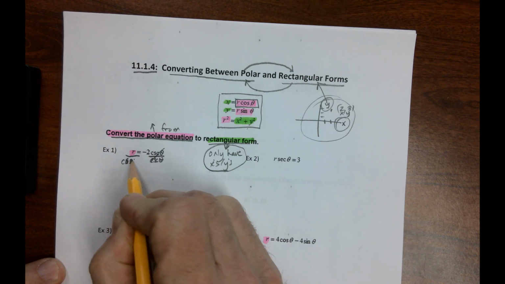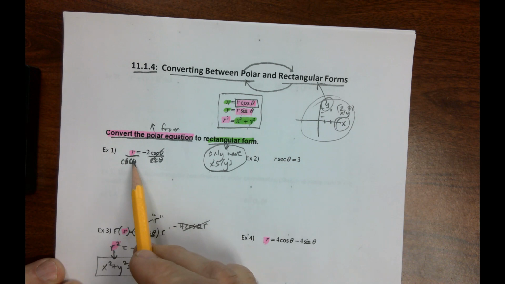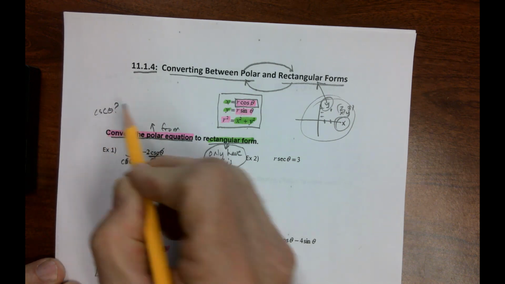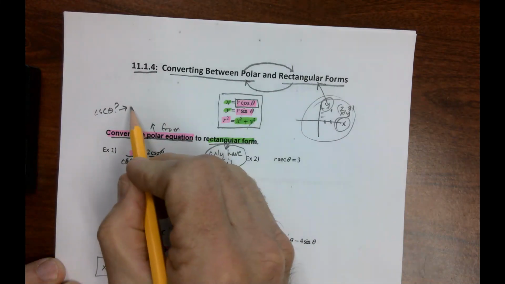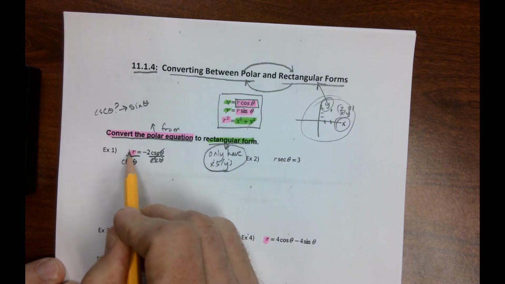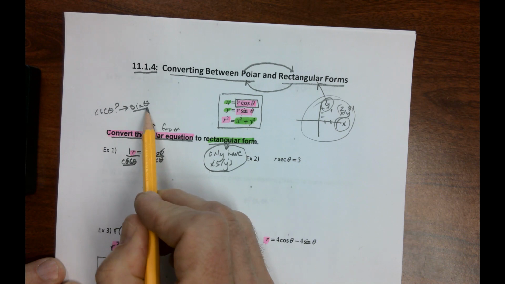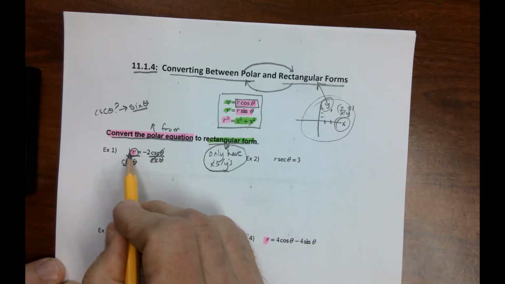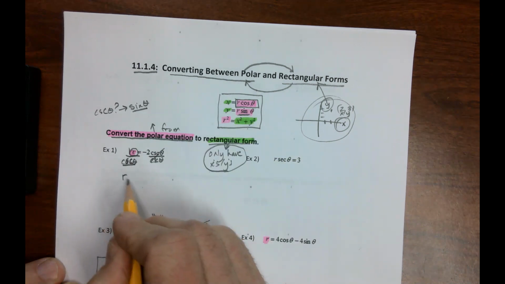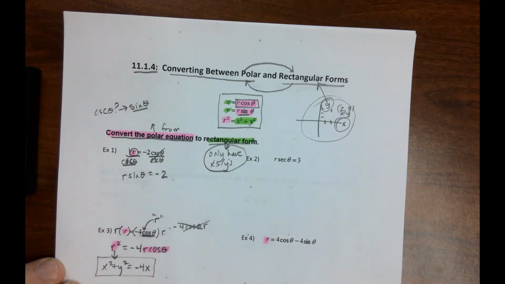Whoops, cosecant theta. Now, we have to think for a second. What is cosecant the reciprocal of? Cosecant is the reciprocal of sine. So I have a 1 here. I have 1 over cosecant, which is the same thing as sine. So here's an r, and I'm going to put that in front because I can see what's coming. I'm going to go r sine theta equals -2.